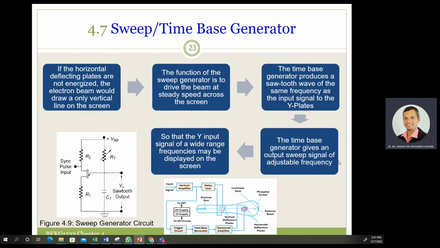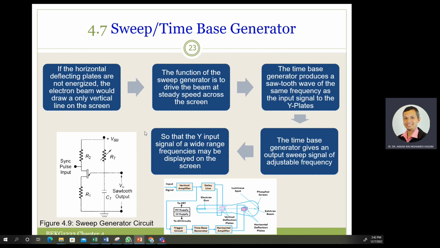In the sweep and time-base generator, if the horizontal deflecting plates are not energized, the electron beam will draw only a vertical line. If there is no energy on the horizontal plates, then there is only a vertical line on the screen, because the horizontal plates are not energized.